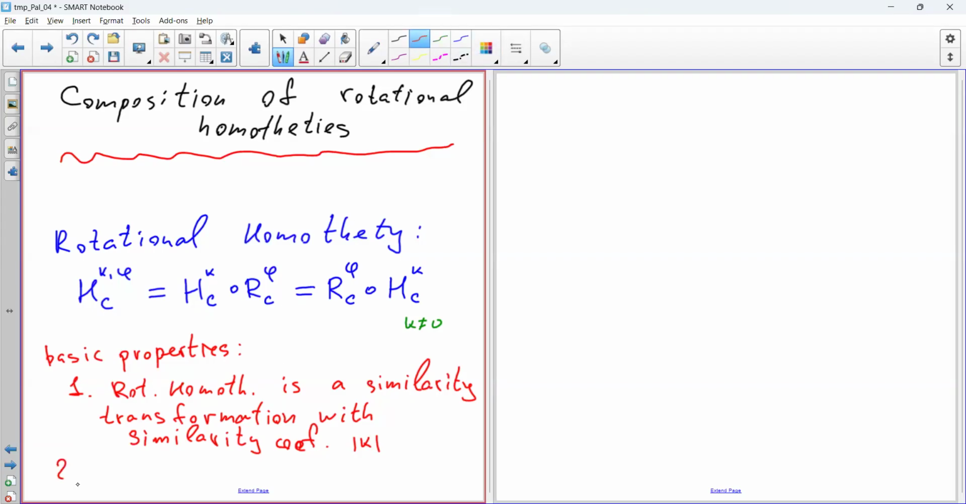Second, it changes directions by angle phi, as in rotations.